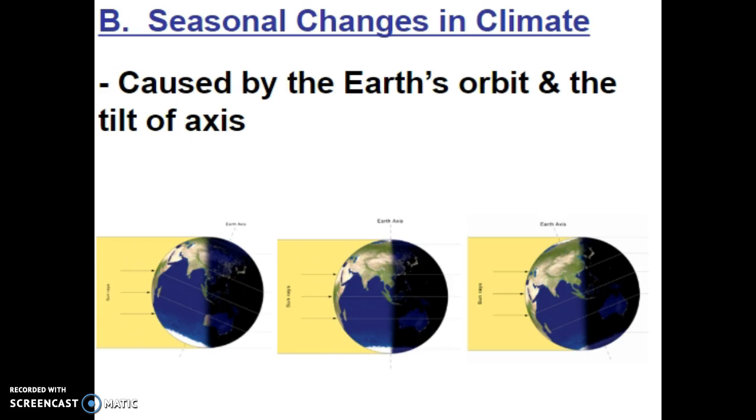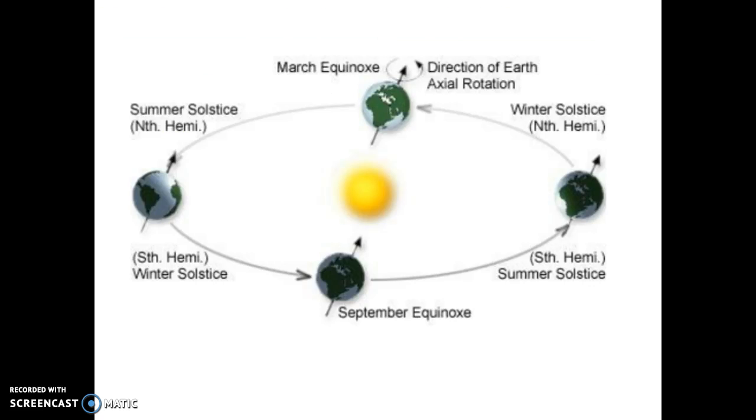Now remember, seasons have nothing to do with how close or far the Earth is from the sun. We are actually closer to the sun distance-wise in January than we are in July. The reason why we have seasons on this planet is because of the Earth's axis being tilted at 23.5 degrees and our orbital pattern around the sun. So we have our different equinoxes for the fall and spring, and we have our solstices for the summer and the winter.